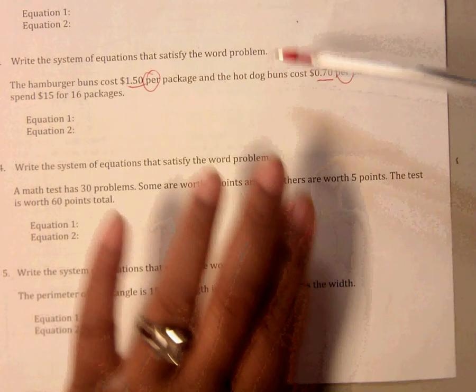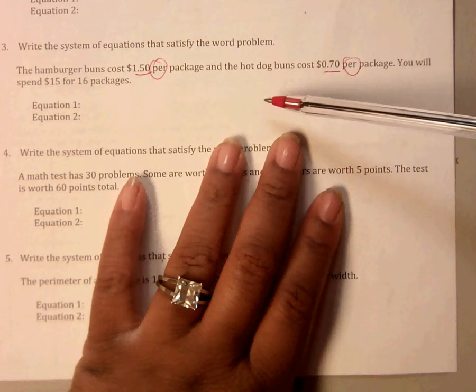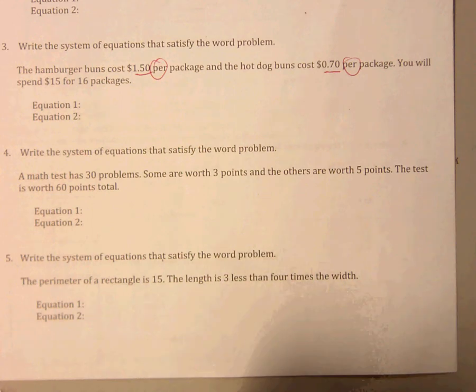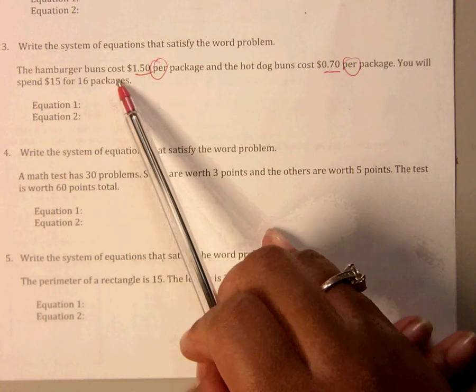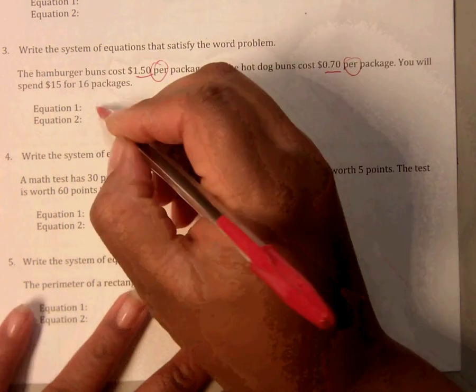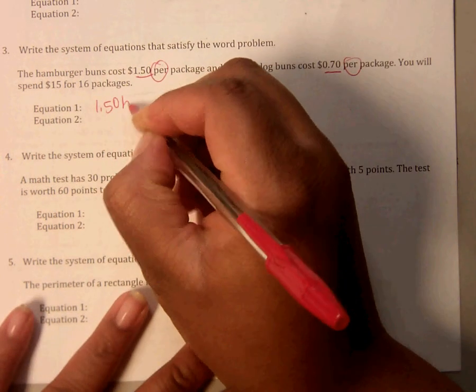So it's either pattern 2 or pattern 3. I'm satisfied with that. I have an idea of what it kind of looks like. So the hamburger buns cost $1.50 per package. How would we write that? 1.50H. Good job.